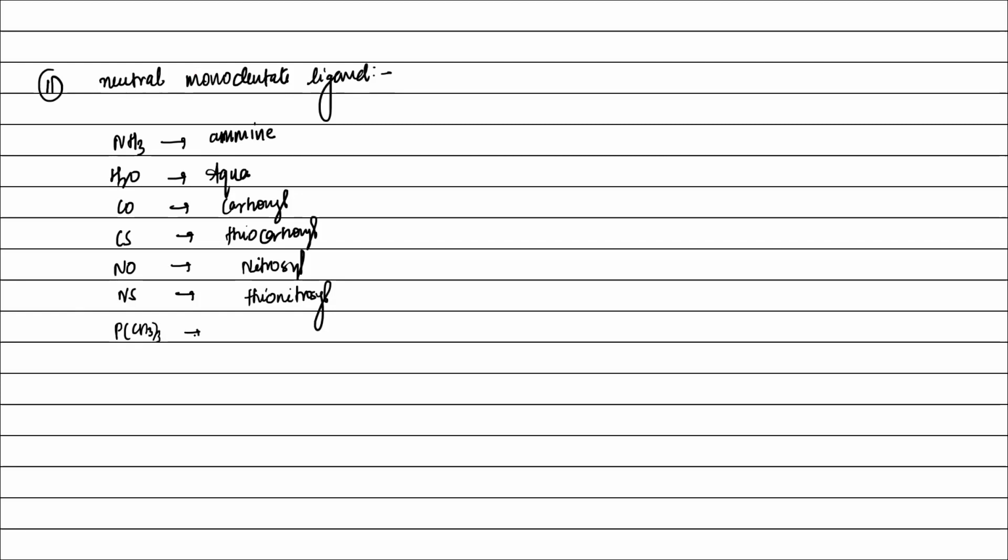P(CH3)3. This is called trimethylphosphine. At the place of CH3, we will take C6H5, then this is called triphenylphosphine. Pyridine is also an example of a monodentate ligand. In short form, pyridine is written as py, right?